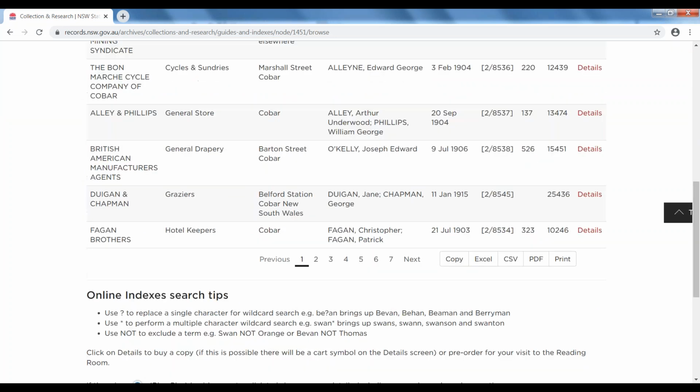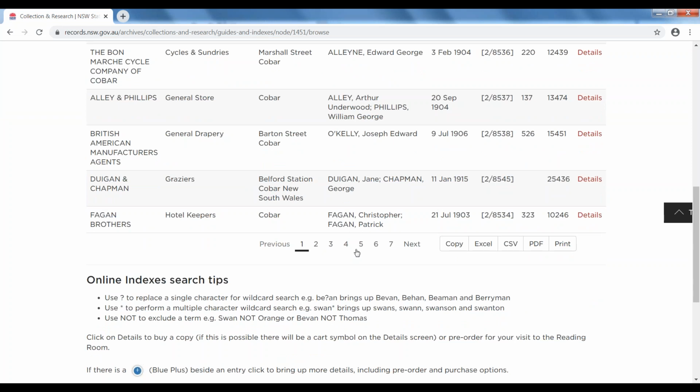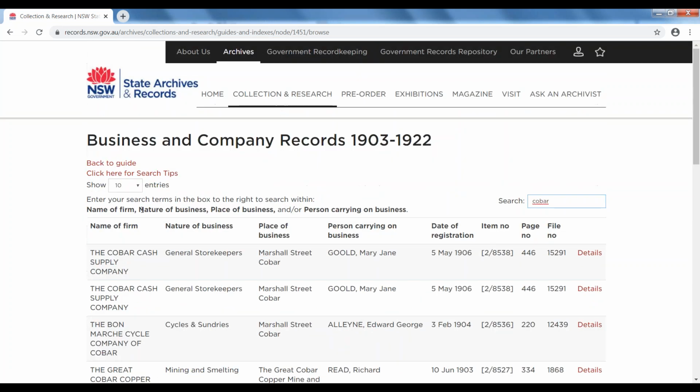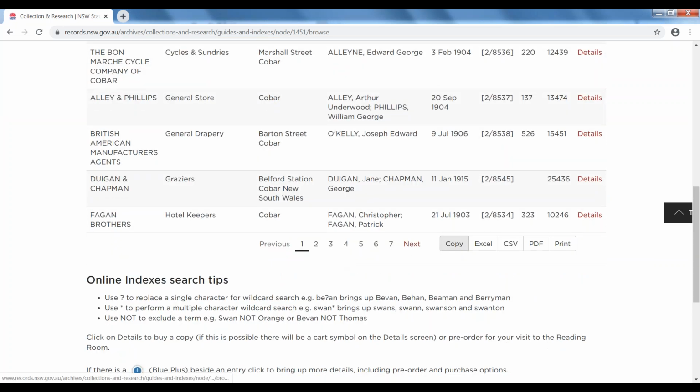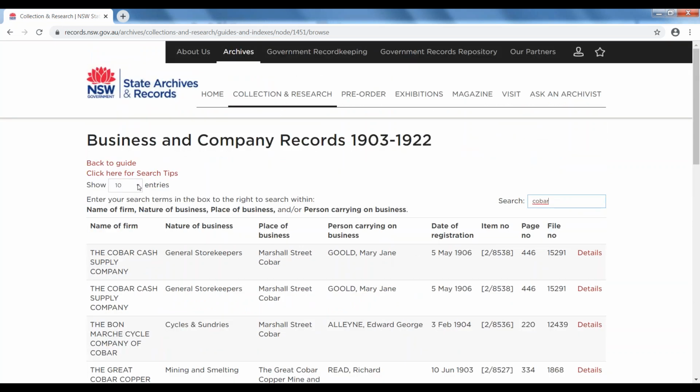And it brings up a whole range of entries. So down the bottom, it tells you how many pages, and it's always set at 10 entries per page, how many pages of results you get. And there are also buttons that allow you to export the results into any of these formats, or you can print them. But it'll just print what's on the screen.